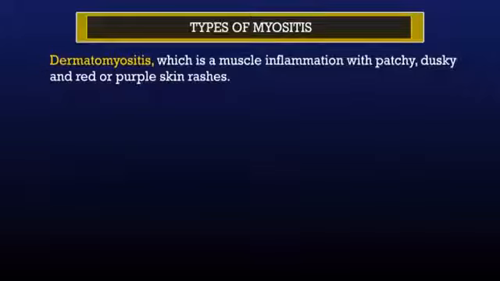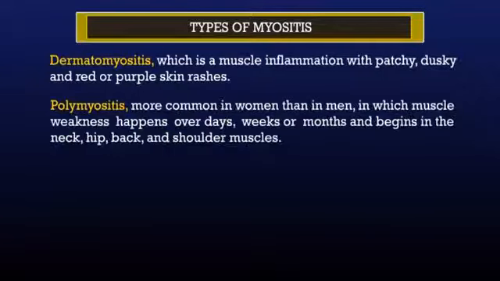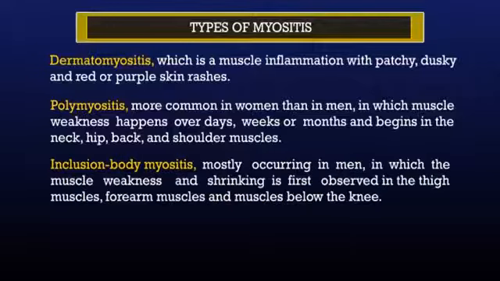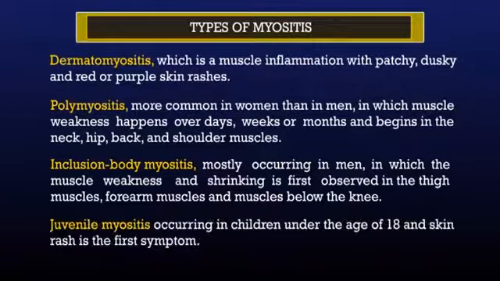Dermatomyositis is a muscle inflammation with patchy, dusky, red or purple skin rashes. Polymyositis, more common in women than in men, is one in which muscle weakness happens over days, weeks, or months and begins in the neck, hip, back, and shoulder muscles. And next is inclusion body myositis, mostly occurring in men, in which muscle weakness and shrinking is first observed in the thigh muscles, forearm muscles, and muscles below the knee. Juvenile myositis occurs in children under the age of 18, and skin rash is the first symptom.